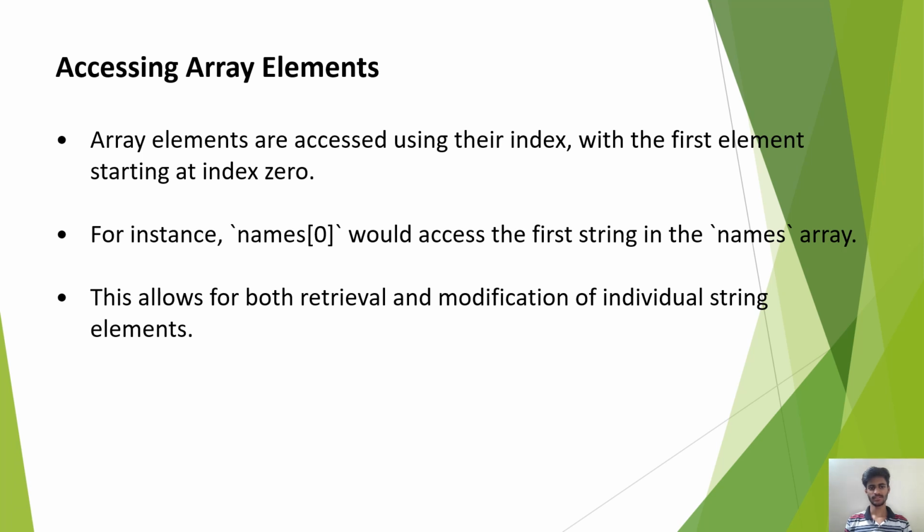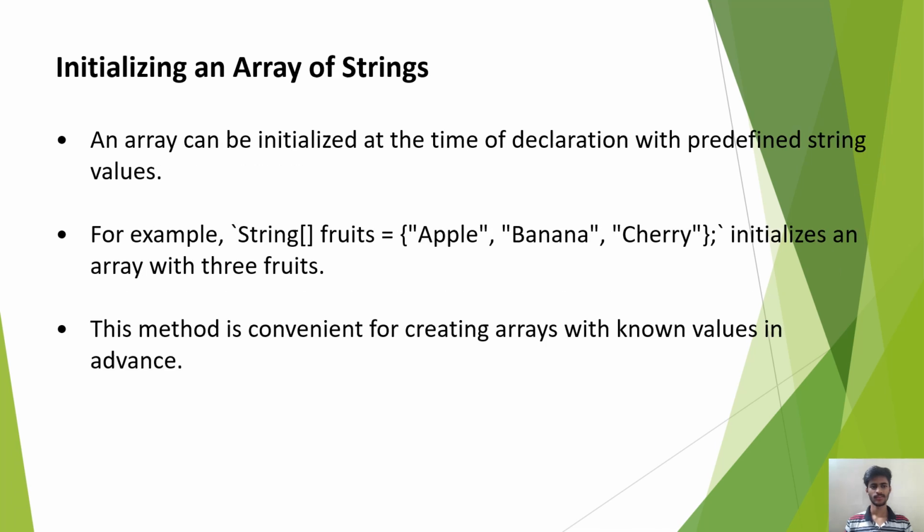Accessing array elements. Array elements are accessed using their index, with the first element starting at index 0. For instance, names[0] could access the first string in the names array. This allows for both retrieval and modification of individual string elements.